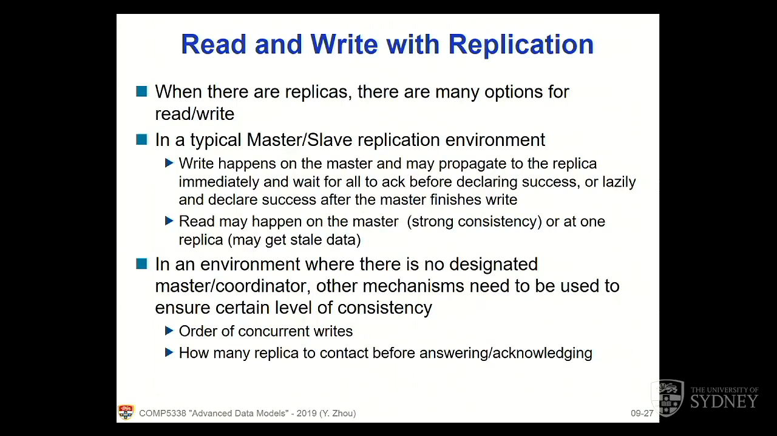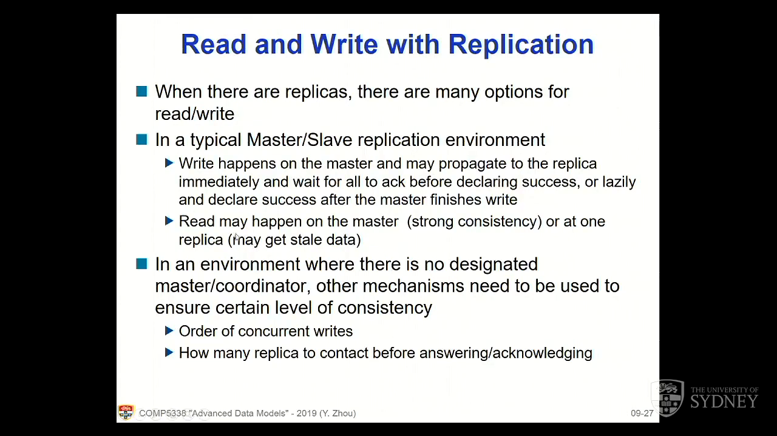But in an environment where there's no such thing, we do need to use other mechanisms to ensure a certain level of consistency. This is like in Dynamo's case, where we don't really have a designated master or coordinator. So basically, we want to ensure that all the replicas will see a consistent order of concurrent writes. It's not like if there's a concurrent write and different replicas see it in a different way, and then they can't agree on the final value. And we also need to worry about how many replicas to contact before answering or acknowledging.